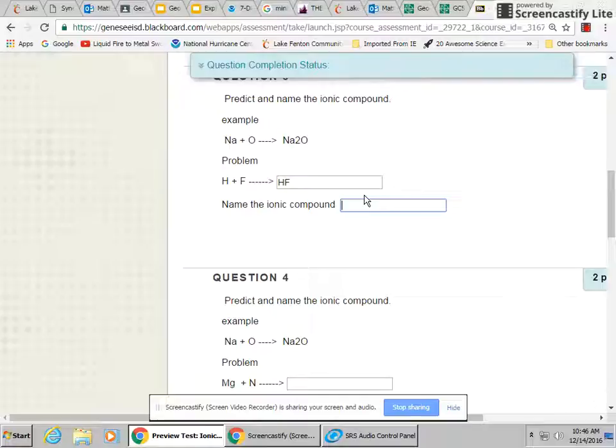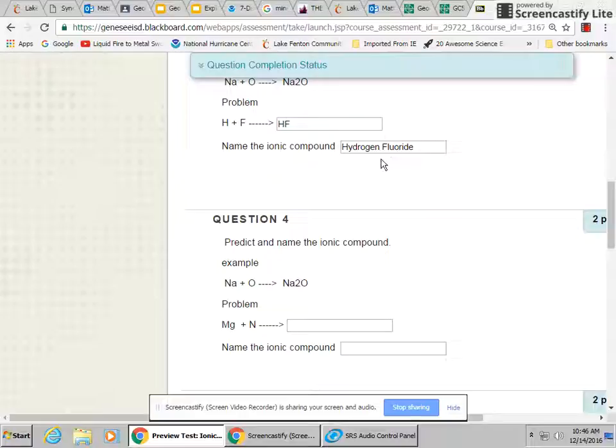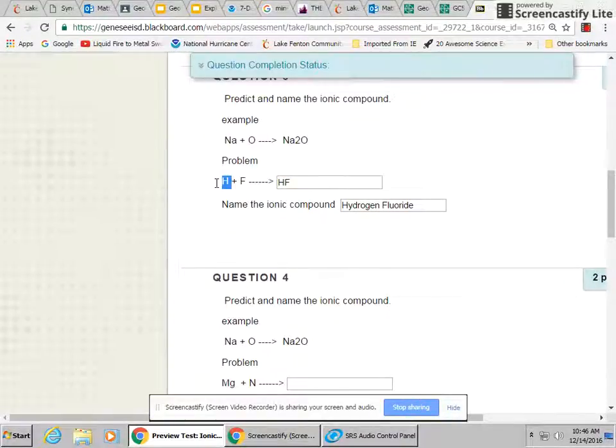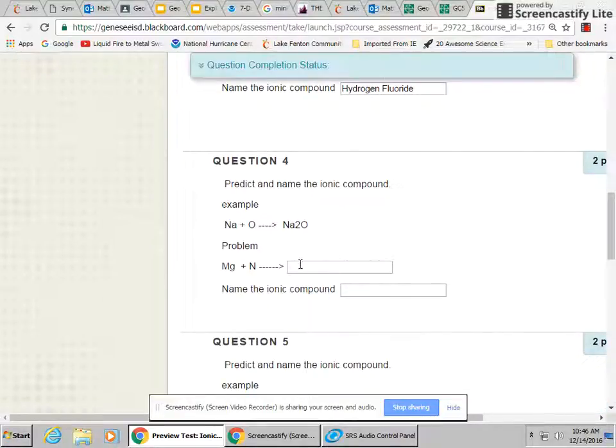Name the ionic compound. You name hydrogen fluoride. And then that's it. And this would be hydrogen monofluoride, but in this case, we're going to treat it like an ionic compound, but it's really not, because hydrogen is not a metal. It's going to be polar, but it's not going to be. Here's a traditional ionic compound.